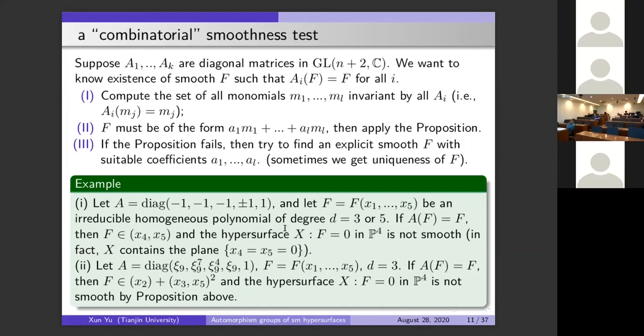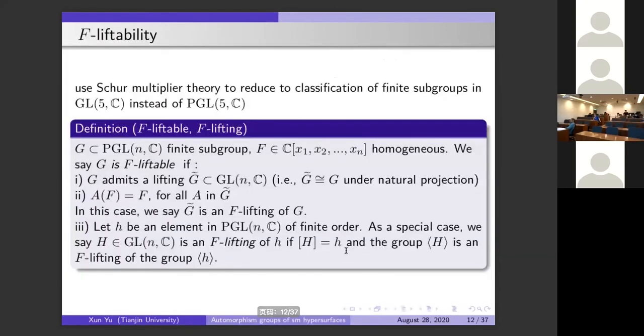That's kind of how to rule out. This is a simple case. It could be more complicated, like the order 9 case, or you could have more than one matrix. Then you want to compute all invariant monomials and decide whether you can apply the proposition or not. Then we just use a computer. Okay, so this is the smoothness condition.